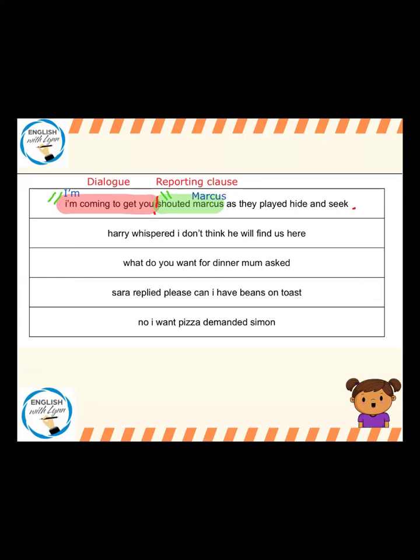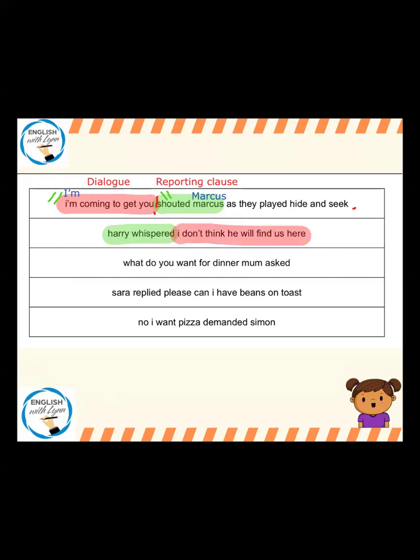Okay. So, the next one. "Harry whispered, I don't think he will find us here." So I can see I've got a reporting clause at the beginning of this one. It tells me who is speaking and how they are speaking. So Harry whispered is my reporting clause, and he is whispering, I don't think he will find us here. So that part is the actual dialogue.